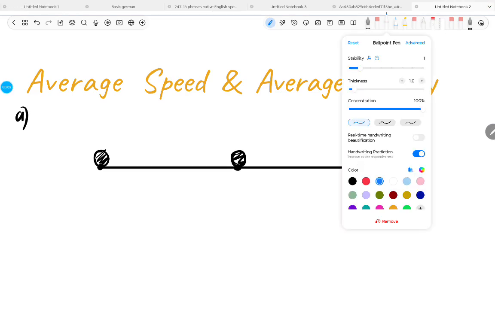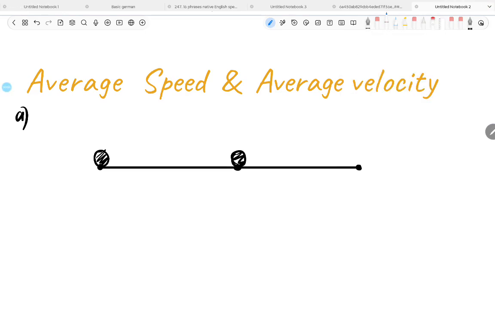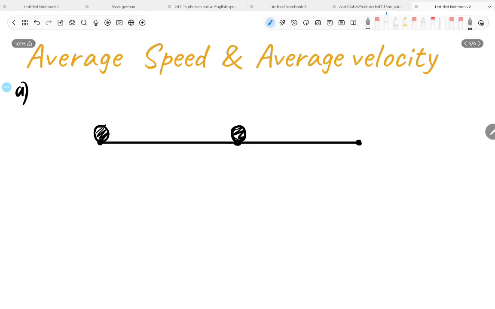Okay, so we can get various types of questions based on average speed and average velocity, and here I'm going to discuss three types of questions which we can get. So the first one is here.